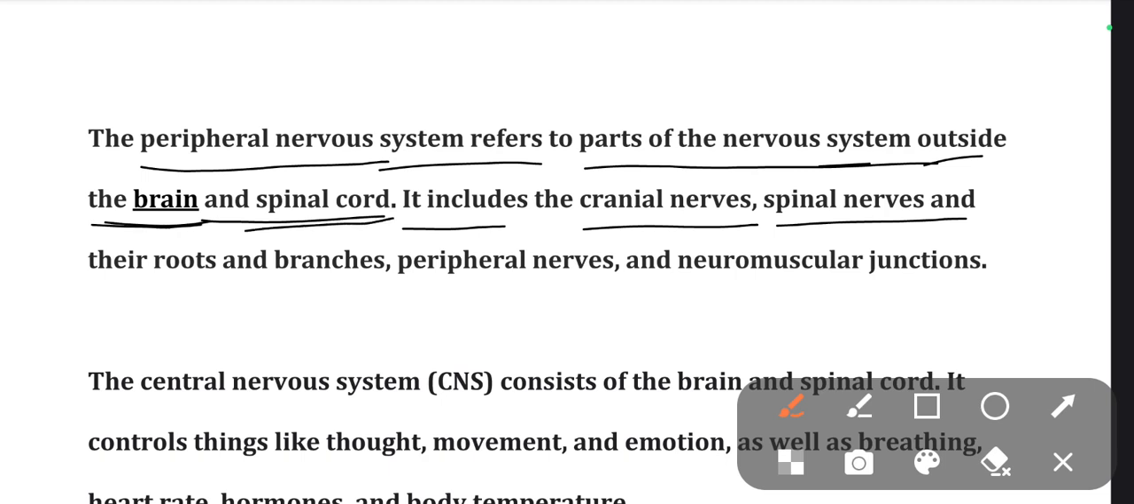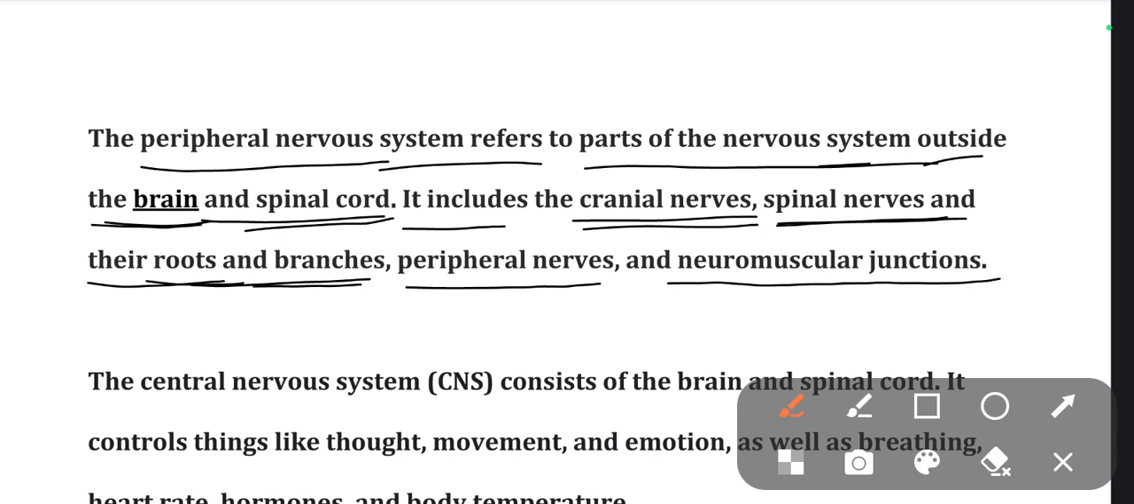I mean, it originates from the brain and spinal cord, but it is spread all over the body. It includes the cranial nerves which arise from the brain, and the spinal nerves and their roots and branches. So these roots and branches, peripheral nerves, and neuromuscular junctions are present all over the body. Neuromuscular junction is nothing but the connection between the neuron and muscle.